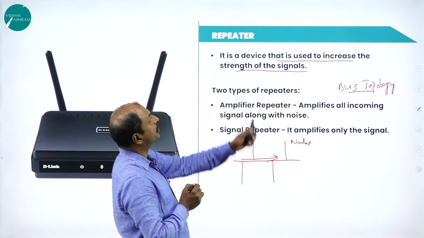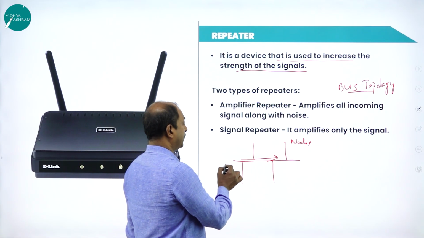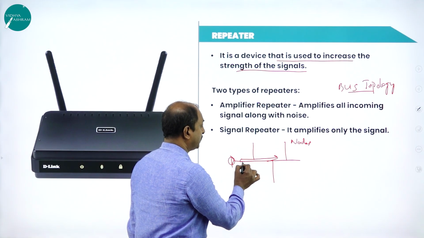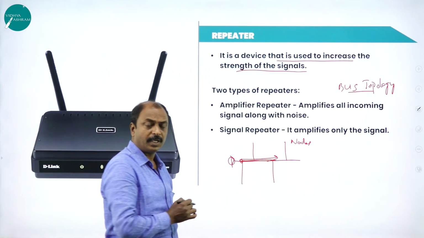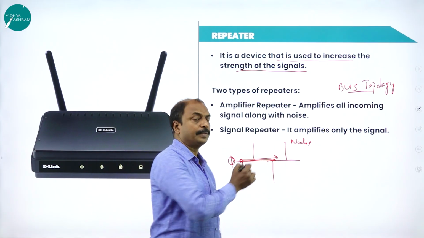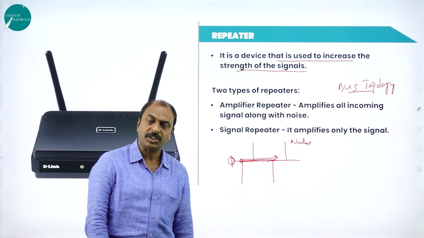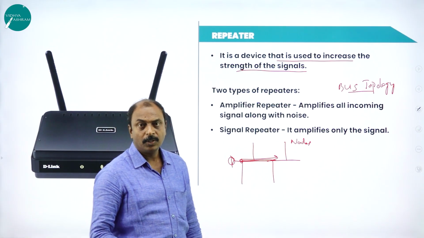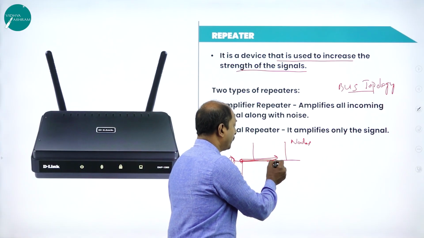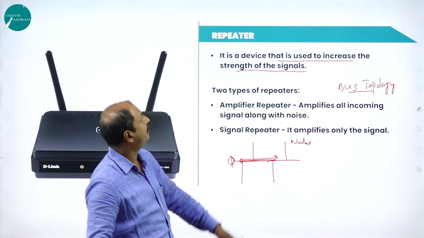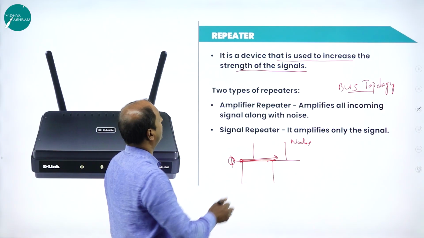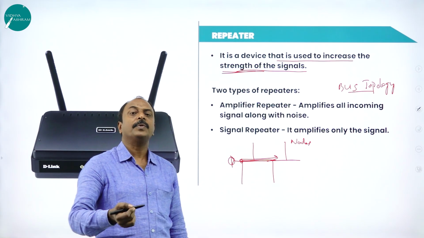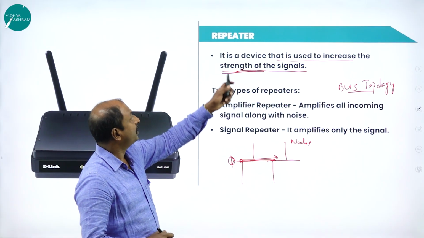So what is the function of a repeater here? Once the signal has been sent from this starting point, or from this computer, through the network, after the signal is transmitting for a certain distance, the signal becomes weak or feeble. So at that particular distance, we are using a device called a repeater. It is used to strengthen the signal, or we can say to amplify the signal. So that is the function of a repeater.